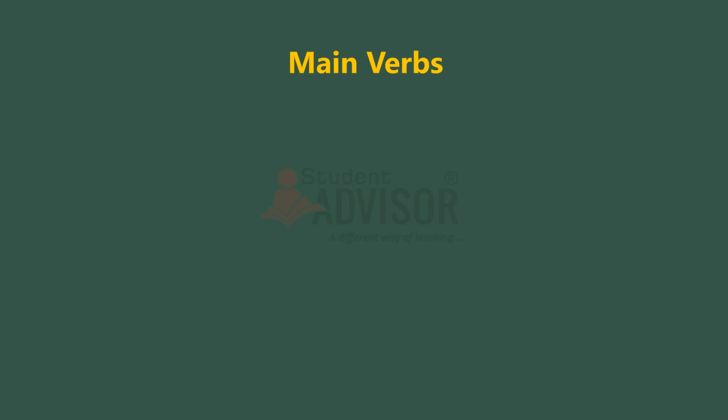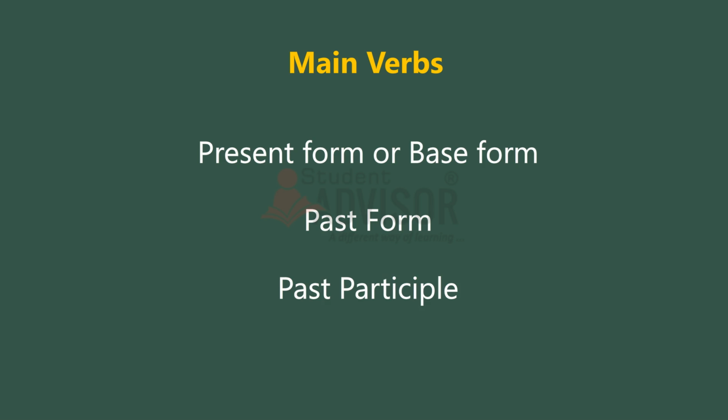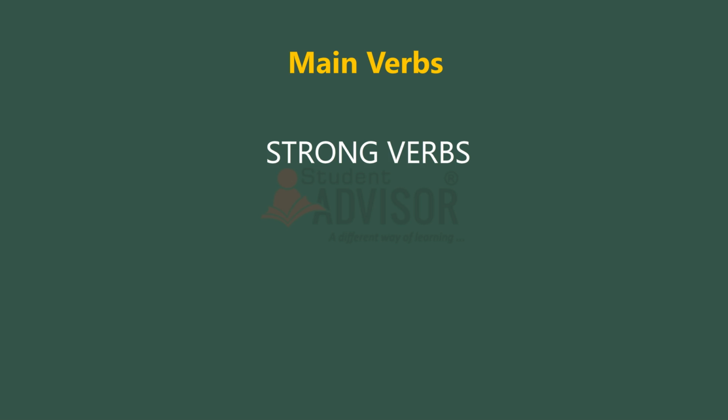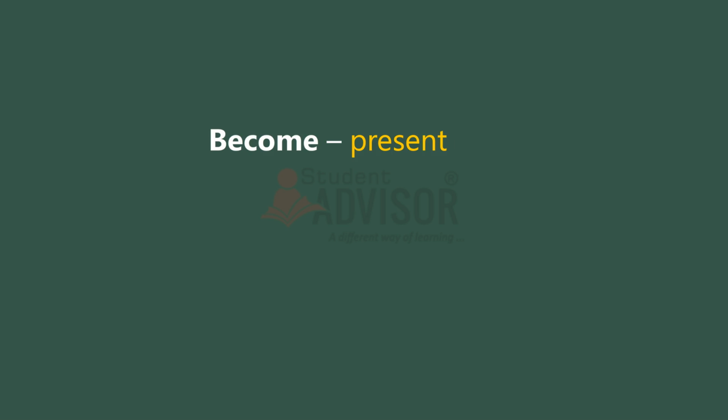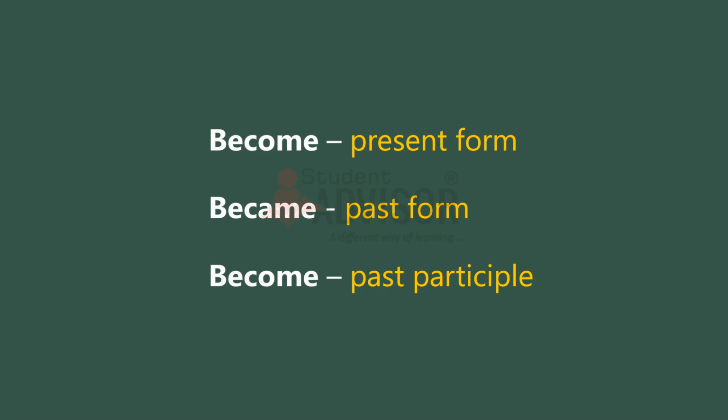Main verbs. Main verb mainly has three forms: present form or base form, past form, past participle. Also, some other subforms of verbs are strong verbs that have Group A verbs. Group A verbs are those verbs in which their second and third forms are made by changing the vowel of the first form. For example, become, present form; became, past form; become, past participle; becoming, ing form.